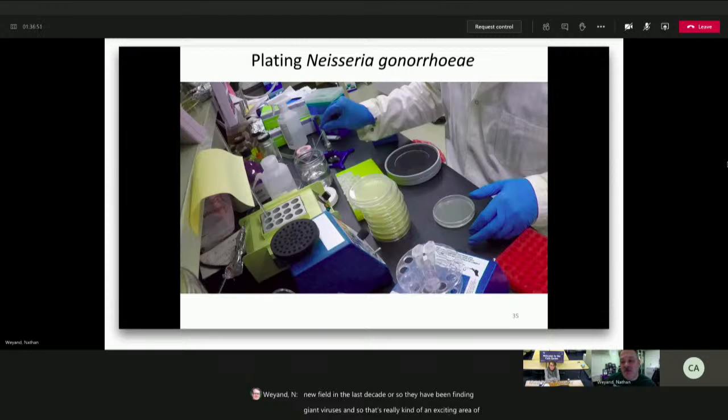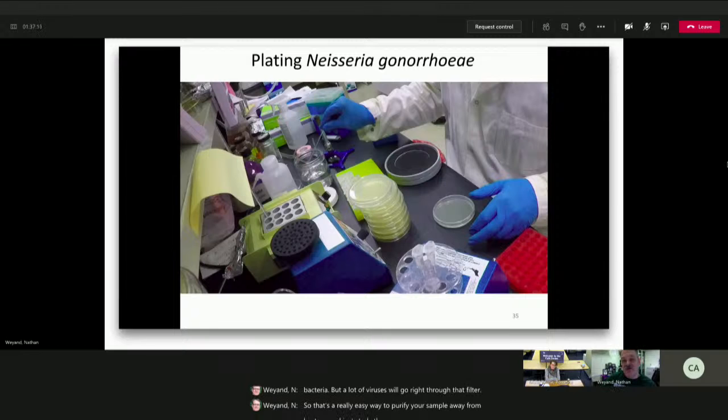Sometimes it's easy to find viruses by filtering liquid in the environment. We often use filters that have a pore size of 0.2 microns. That will filter out the bacteria, but a lot of viruses will go right through that filter. So that's a really easy way to purify your sample away from bacteria and just study the viruses that are in it. But they've found now that that pore size actually excludes some large viruses that are being studied now.